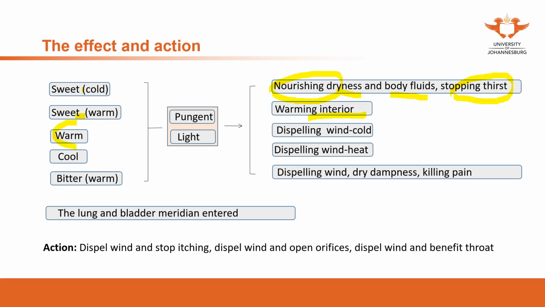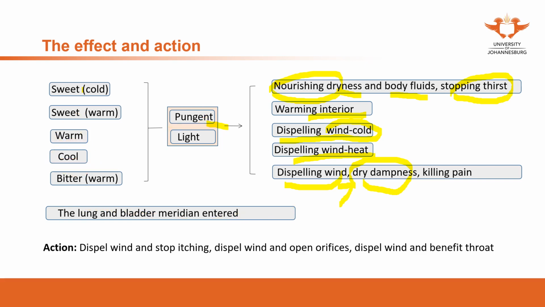The warm pungent can dispel the wind cold, when the property of the herbs is cool. Cool pungent can dispel the wind heat. Bitter can dispel the wind dampness. That's because of the taste, bitter. Bitter can dry dampness. And some of them also may cure pains.